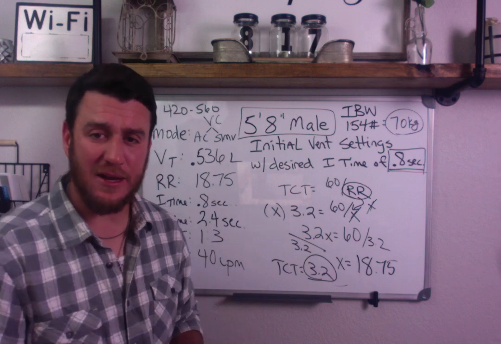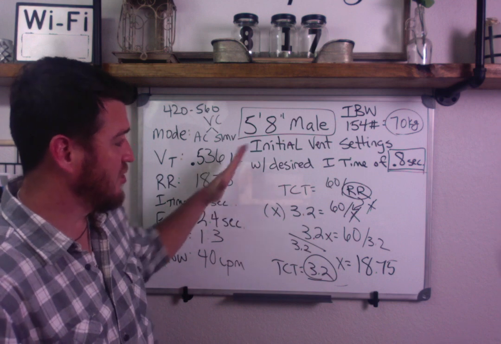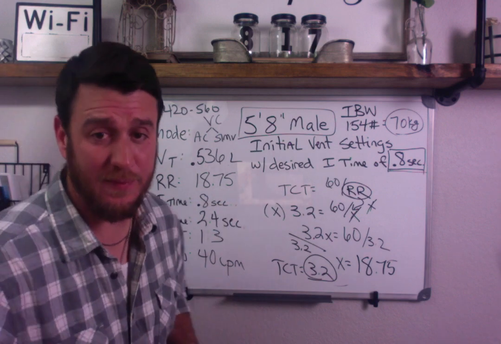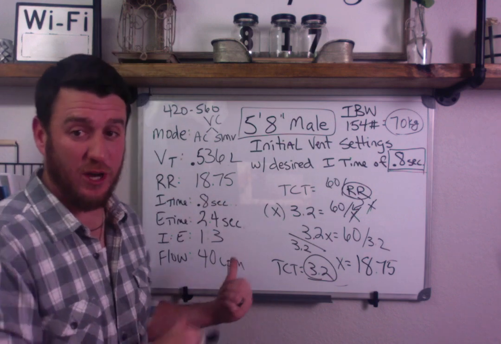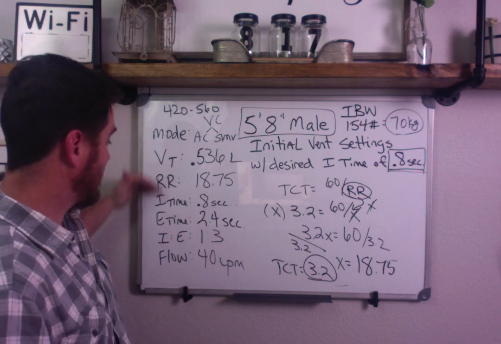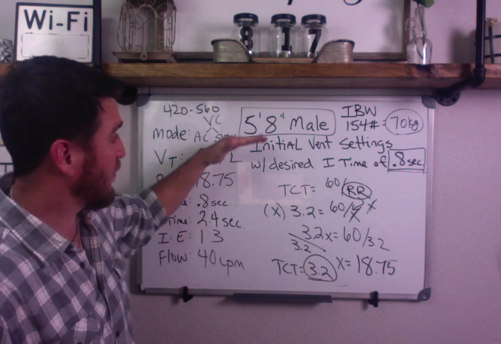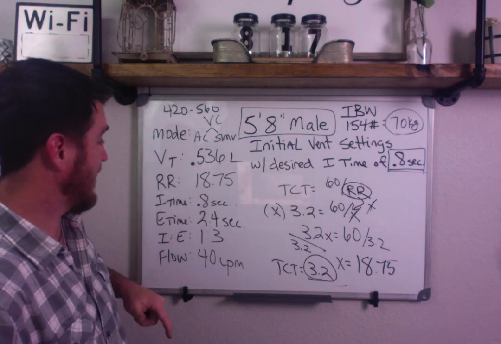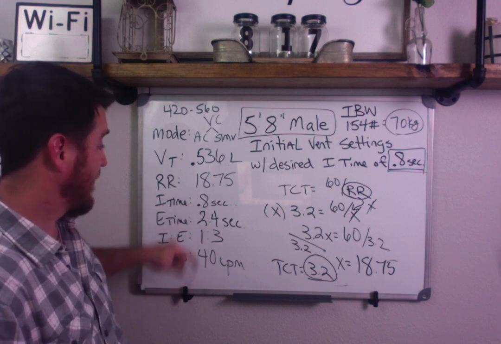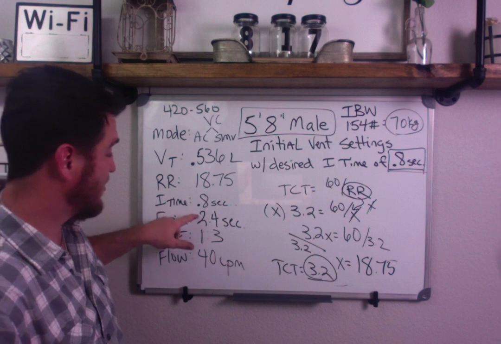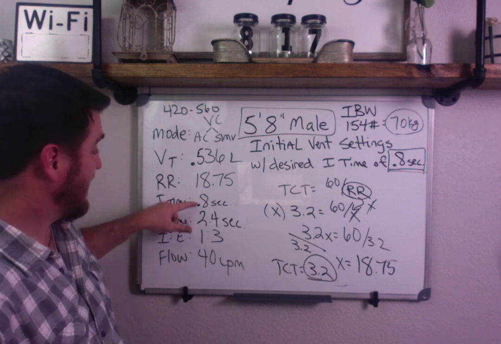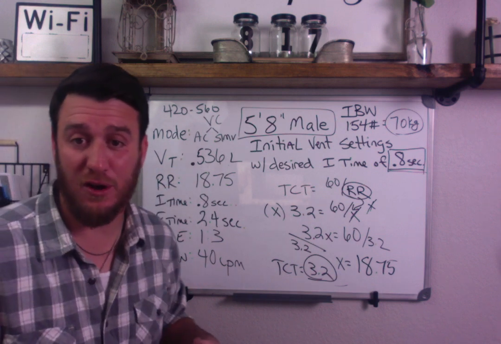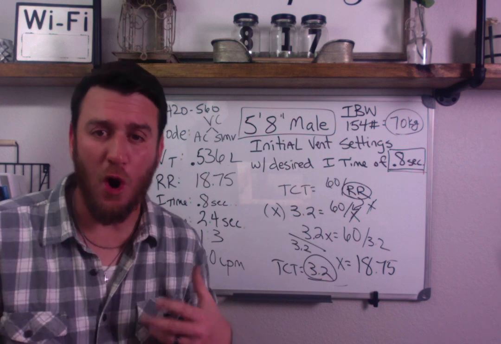So, I know I did a lot here today. I know I showed you one way, then I showed you another, and things changed. But I just want you to understand that the end answer here is 100% correct. These initial vent settings are 100% correct for a 5'8" male with an I time of 0.8 seconds. Our tidal volume falls within our initial range. Our I time is 0.8 seconds. Our I:E is 1 to 3. That gives us a 2.4 second E time. These two numbers give us a rate of 18.75, and all of that is driven by a flow of 40 liters per minute.